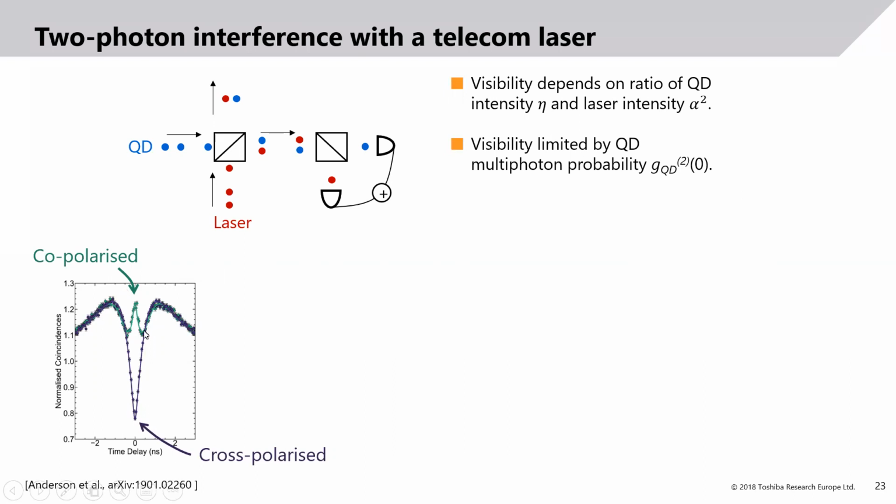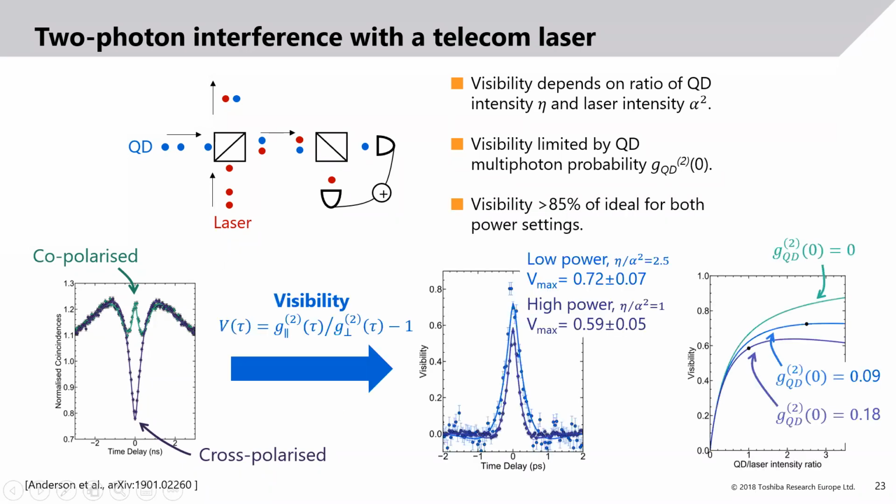From this, we can now calculate the visibility, which depends on the count rate ratio between the laser and the single photon source. And this is basically just a measure of how much of the laser is really the single photon Fock state that can interfere with our quantum dot photons, and how much are all the multiple number Fock states.